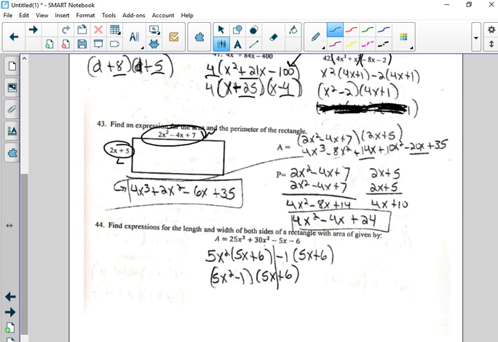Okay, so find the length and width. In other words, you're trying to factor this. So you're factor by grouping. Again, we have a subtraction problem finally. So it looks like that. And there's your length and width. 5x squared minus 1 and 5x plus 6.